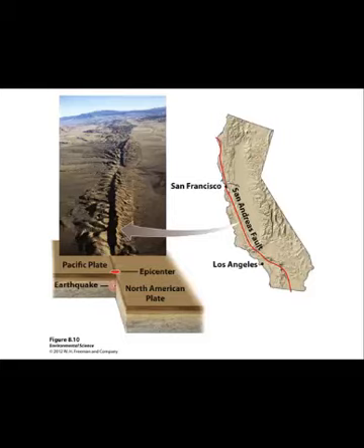And then we have an example here of the transform boundary, and that's where, remember, those arrows were just kind of moving side by side. There was nothing crashing. One plate was not crashing into another. One plate was not being separated or torn apart from another. Just moving side by side. And the most famous one is this San Andreas Fault that runs through California. It's a big headache for Californians.